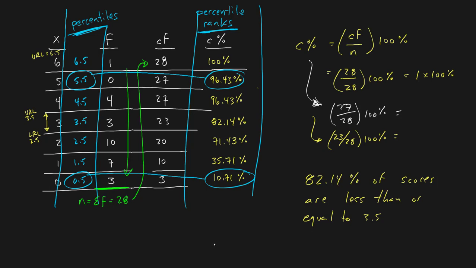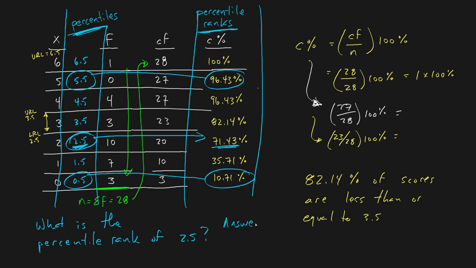So that's how this works. This is how you find percentiles and percentile ranks. If they were to ask me, what is the percentile rank of 2.5, then I would find 2.5, which is the upper real limit of this category. So I'd go to my 2.5, and then this is the corresponding percentile rank. So the answer would be equal to 71.43.